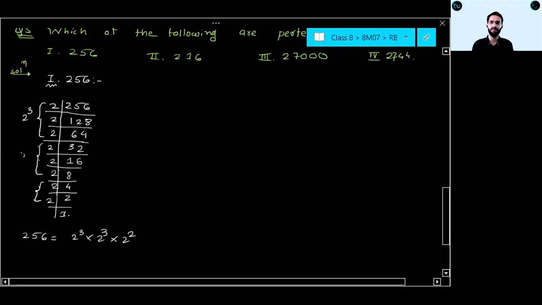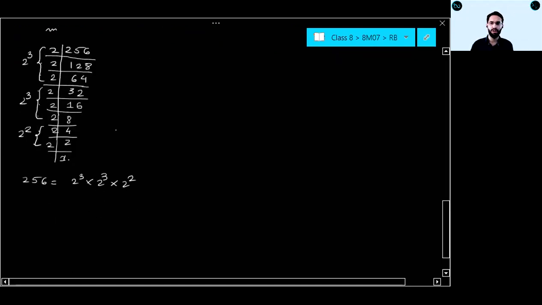Everyone, please give me some response. Yes or no? Now tell me, is it a perfect cube? Can you take perfect cube common here? No, sir. Therefore, 256 is not a perfect cube.